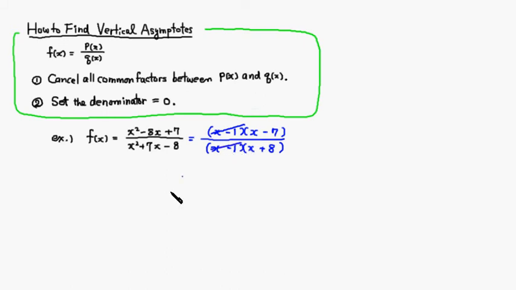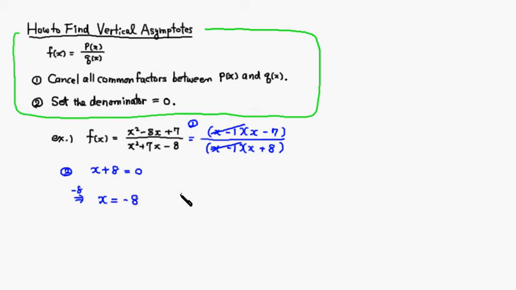Then step 2, we set the denominator equal to 0. We did step 1 right there. For step 2, we set the denominator, which is x plus 8, equal to 0. Then we can simply subtract 8 from both sides to isolate x. So x is equal to negative 8.